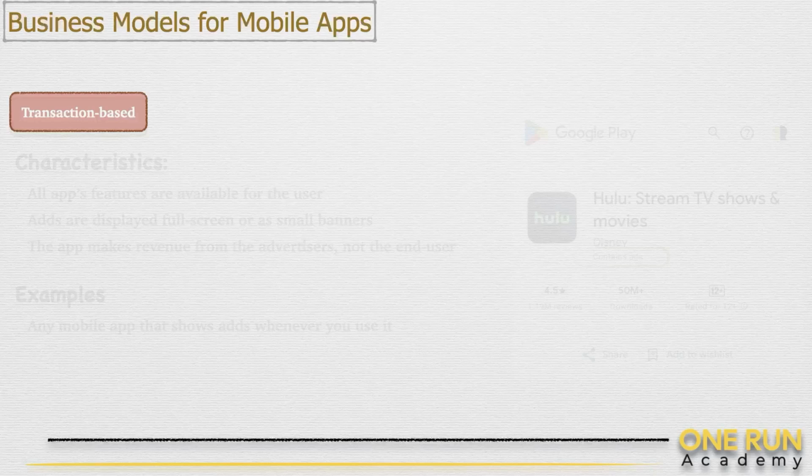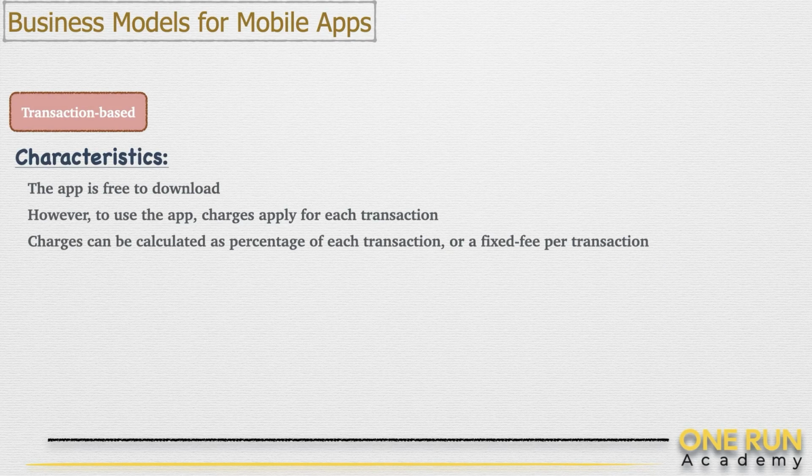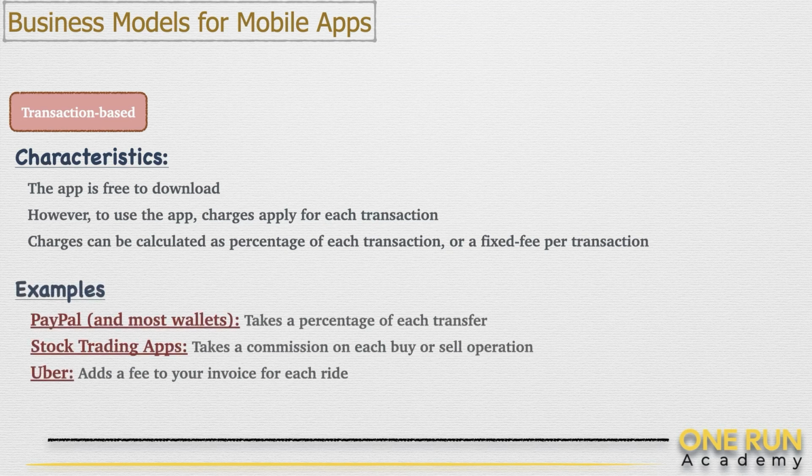Another mobile app model would be the transaction-based one. In this model, the app is free to download and you can browse the app normally. However, the app would charge you when you perform certain operations. This charge can be a percentage or a fixed fee. Think of wallet apps as an example of transaction-based applications. These apps allow you to open an account for free and receive money with no commission. But when making withdrawals, whether using credit cards or bank transfers, they will take a certain percentage as a fee.